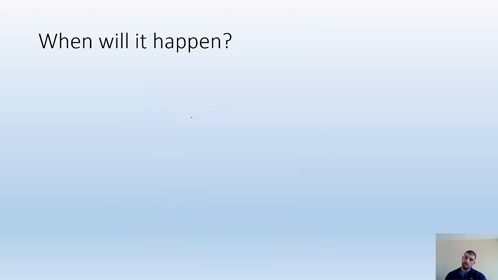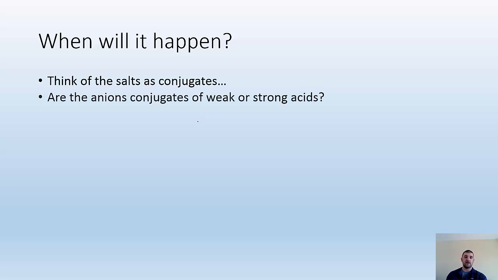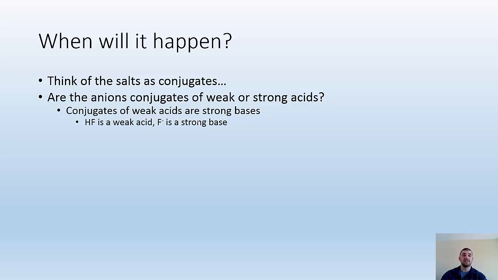So when will it happen? When will a salt mess with the pH? Think of salts as conjugates. Think about the anions that are going to be given off. Are they conjugates of weak or strong acids? Conjugates of weak acids will be strong bases and raise the pH, right? Bases raise the pH. So HF is a weak acid, fluoride ion will be a strong base, and if it's in a salt, it will raise the pH.